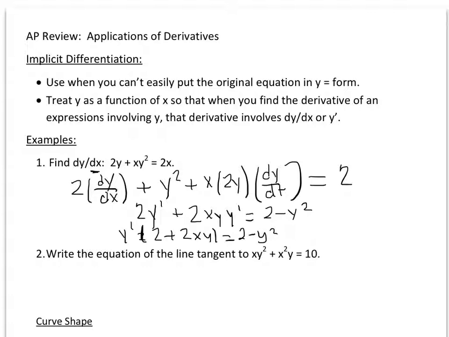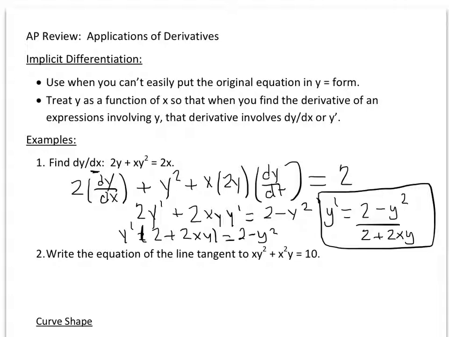My brilliant strategy of collecting all the terms with y prime on one side allows me to factor out y prime. Then I can divide. Y prime is 2 minus y squared divided by 2 plus 2xy. If this is a free response question, I'm done here. If it's a multiple choice question, then I may need to look to see, can I reduce it at all? Typically the multiple choice answers are in the simplest form, but I don't see anything I can do with that, so I'm done right there.